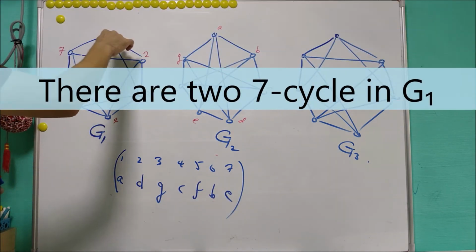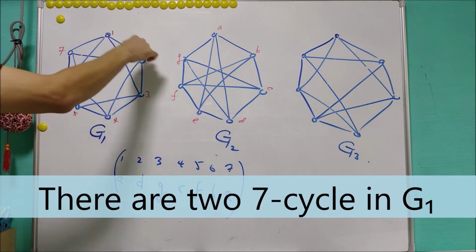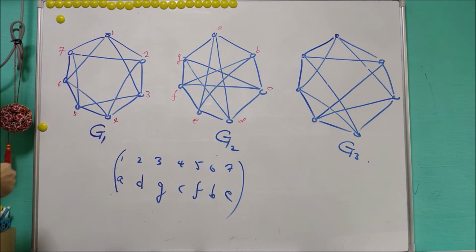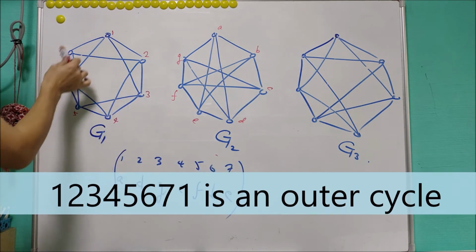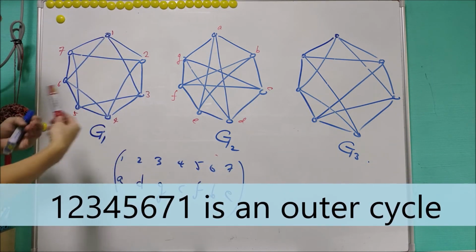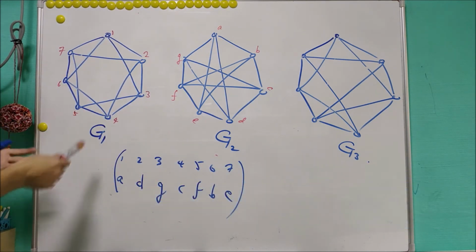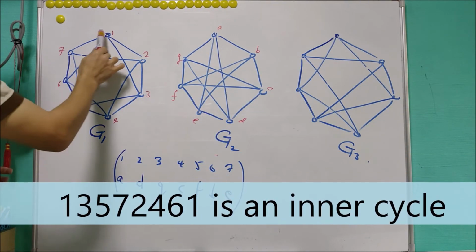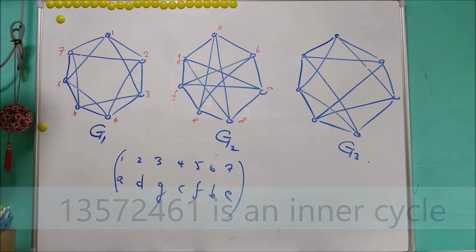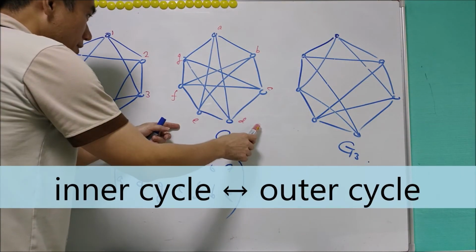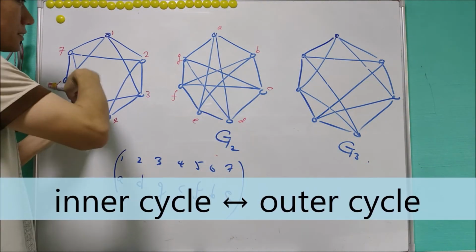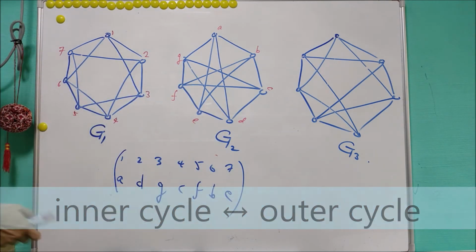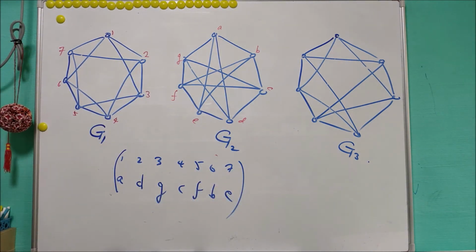Note that there are two cycles. One is the outer cycle, the other one is the inner cycle. So we have 1, 2, 3, 4, 5, 6, 7, and go back to 1, which is the outer cycle. And we have 1, 3, 5, 7, 2, 4, 6, go back to 1, which is the inner cycle. The mapping that we have here changes the outer cycle to become the inner cycle and the inner cycle to become the outer cycle. And this is one way to prove it.